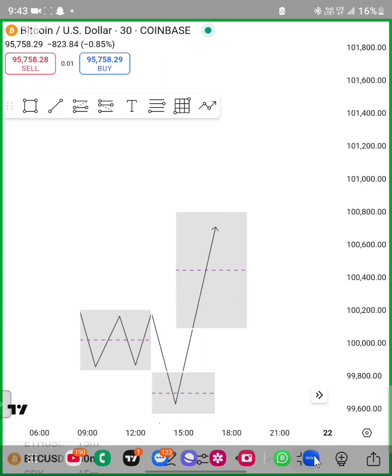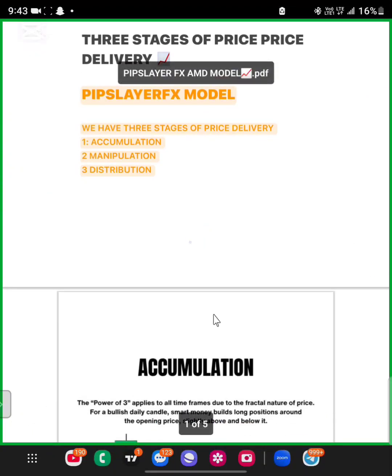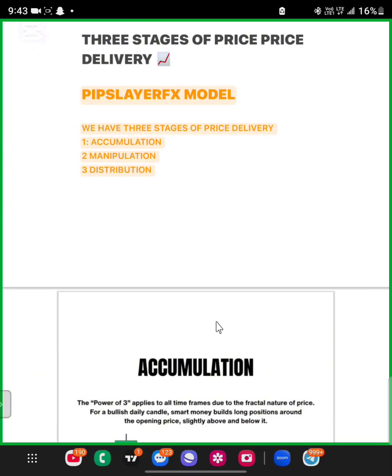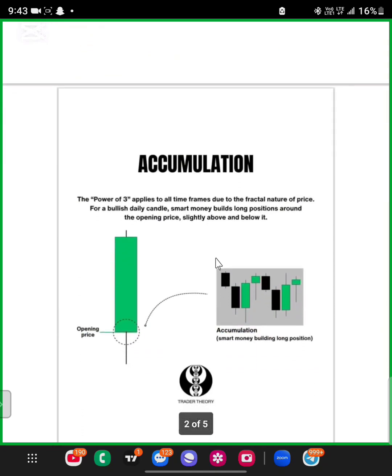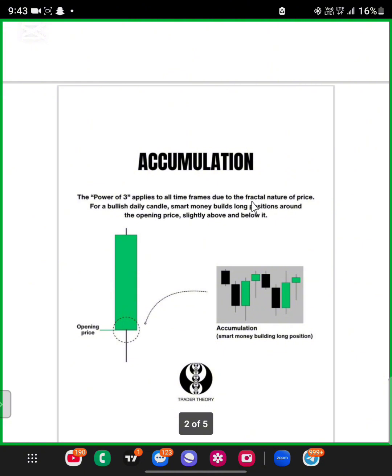Now, let's head back to the PDF. Now you understand the diagram of what AMD is. So you can see the power of 3 applies to all time frames due to the fractal nature of price. For a bullish daily candle, smart money builds long positions around the opening price, slightly above and below it.